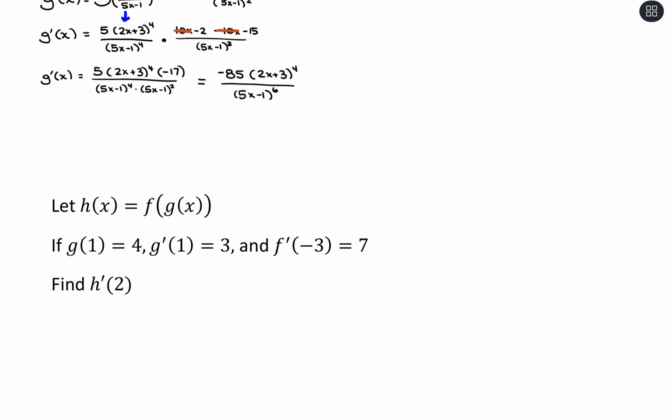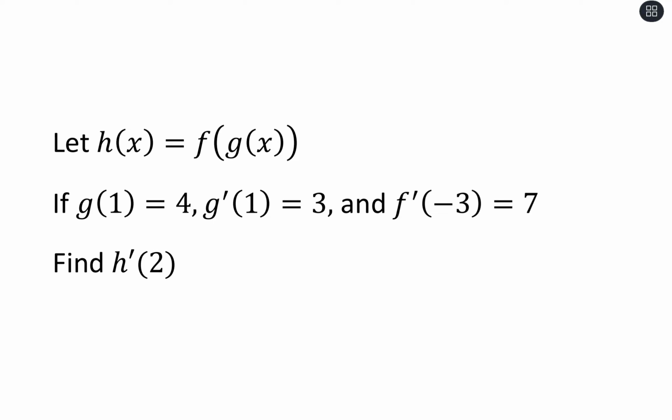Okay, last example here. So we're going to have h of x is equal to f of g of x. And we know certain values, and we want to find h prime of 2. So h prime of x is going to be equal to, let's see how it works out. I'm thinking some values got entered incorrectly here, so we'll check as we go. So we're going to go f prime of, that's definitely supposed to be a 1 right there. So let's go ahead and change that to a 1.